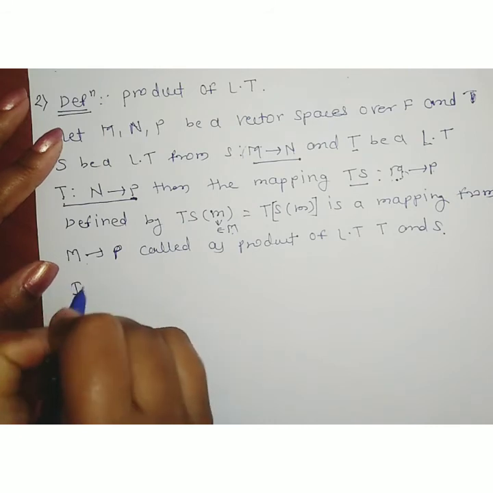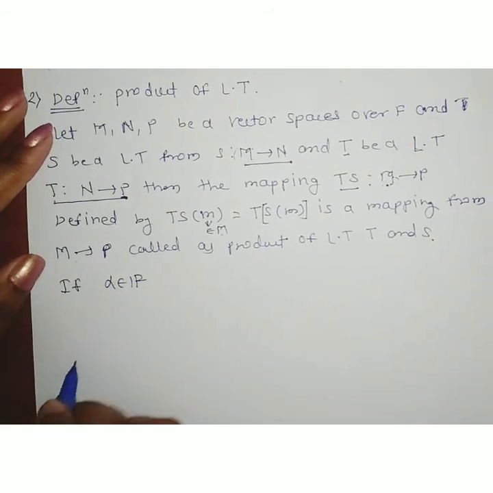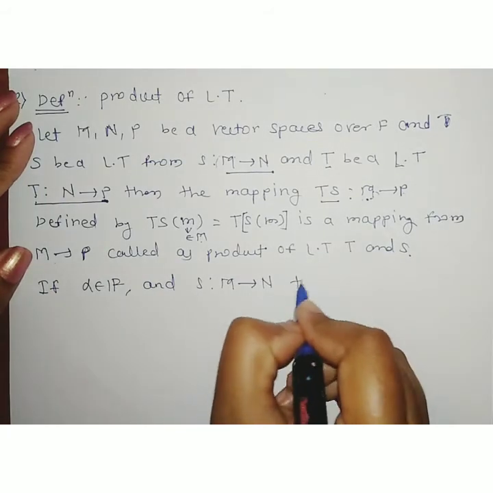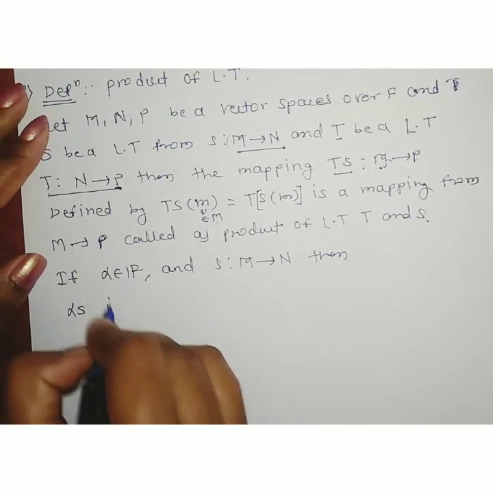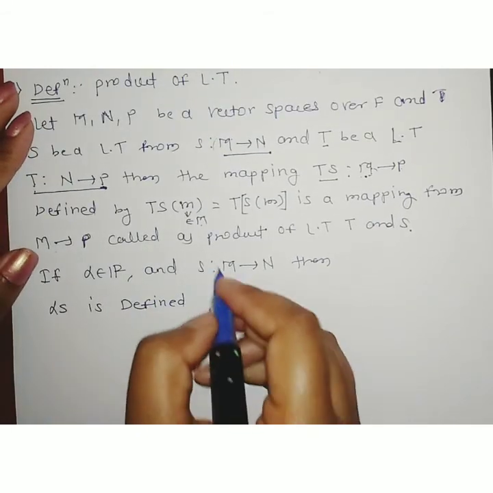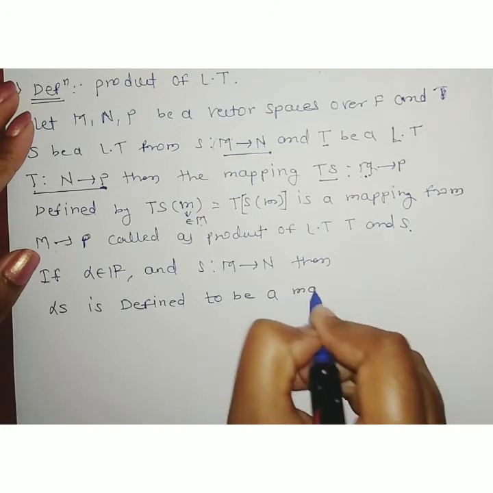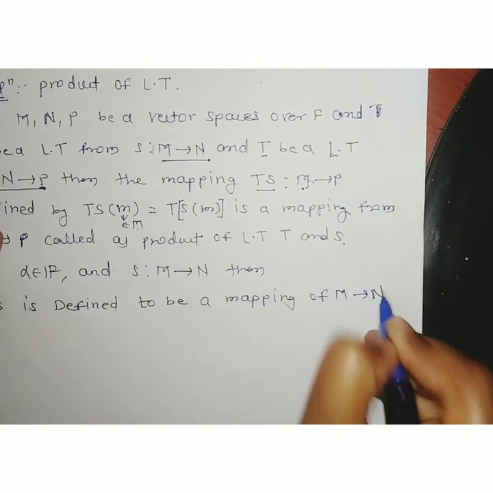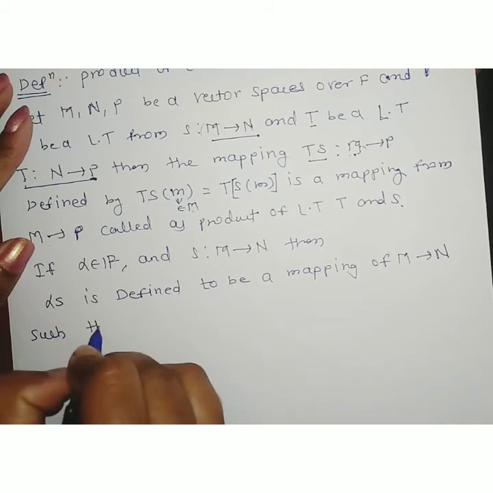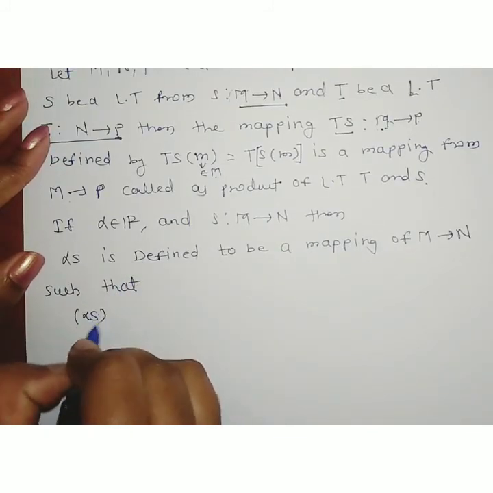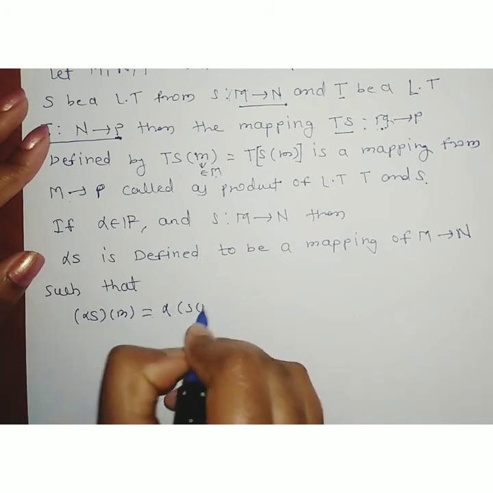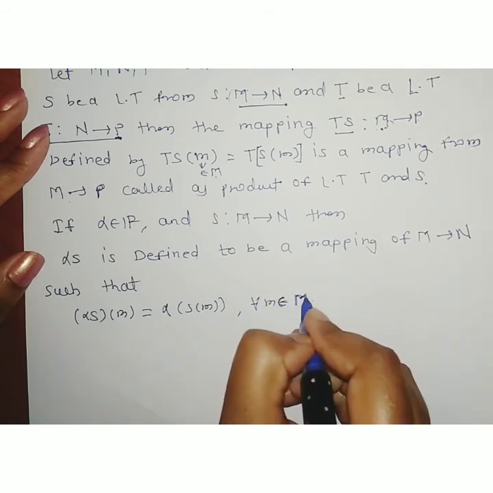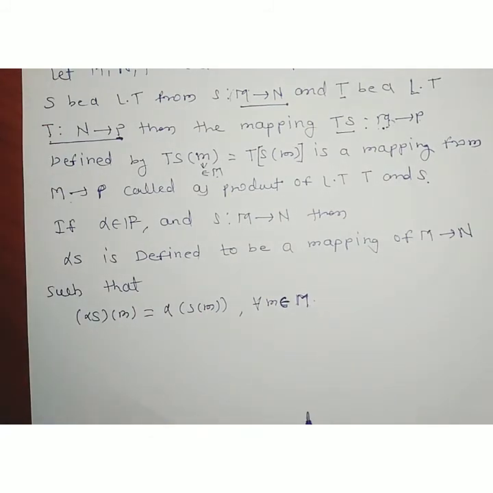Now, if alpha belongs to field F and S is a map from M to N, then alpha S is defined to be a mapping of M to N such that (alpha S) operating on m is equal to alpha times S of m, for all m belongs to capital M.